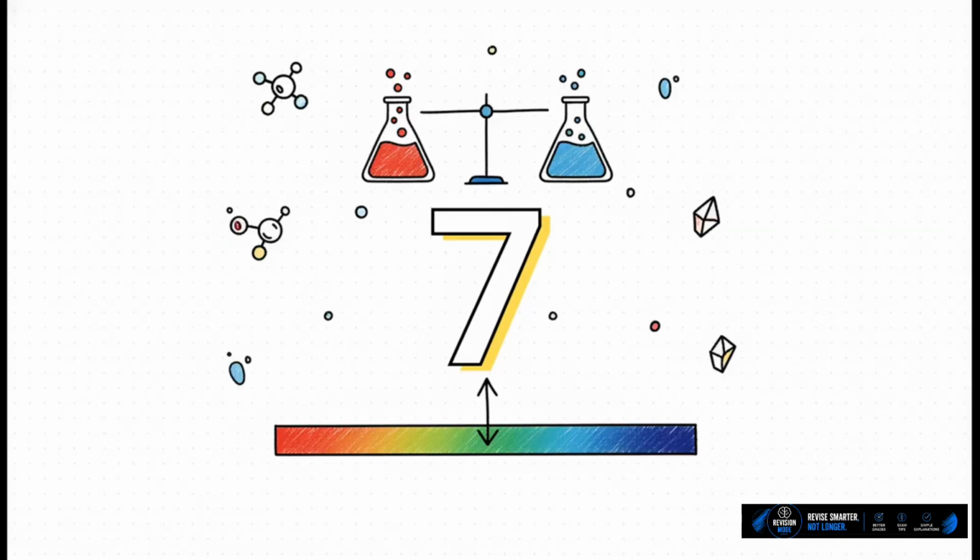Now, you might be wondering about the number exactly in the middle, 7. A pH of exactly 7 represents a perfectly neutral substance. It's neither acidic nor alkaline. It sits right at the perfect balance point of the scale.